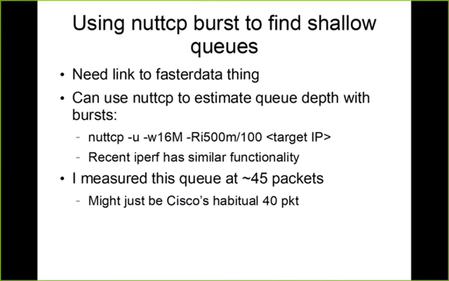But anyway, you can use NUTTCP, and you can probably use iPerf to set up sub-line rate UDP tests with the packets organized in bursts, and then you can probe and find out what the depth of an intermediate queue is. And using this, I estimated, I should say estimated rather than measured, this queue at about 45 packets, and it might just be Cisco's habitual 40 packet queue.